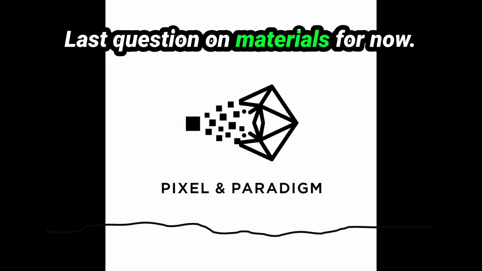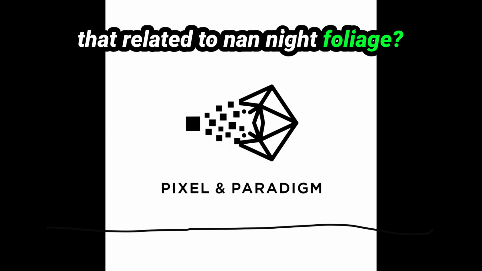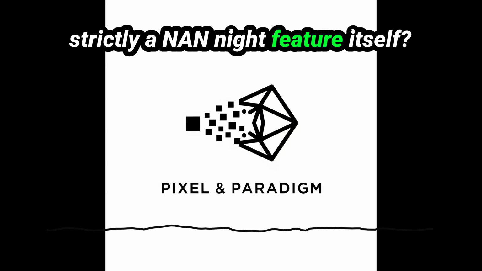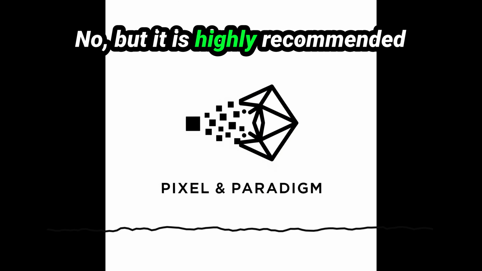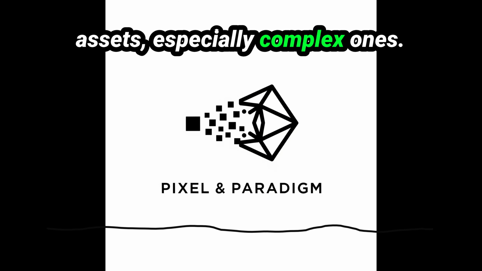Okay, last question on materials for now. What about virtual texturing, VT? Is that related to nanite foliage? Do we need it? Virtual texturing, or VT, isn't strictly a nanite feature itself, no, but it is highly recommended and often used alongside nanite assets, especially complex ones.